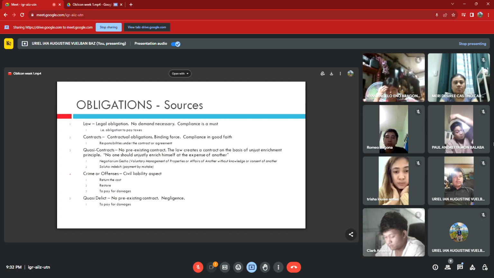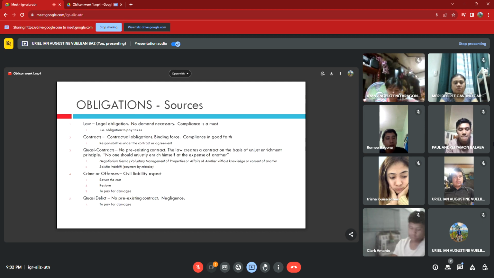Where can you find these obligations under the contract? Mainly, we can find the responsibilities of each party under the contract or agreement. If you look at a contract of sale, the obligation or the responsibility of the seller is to deliver the things sold, to take care of the things sold, and to deliver whatever the accessories of the thing sold. So these are the obligations in the contract, the responsibilities or duties of each party under the contract.